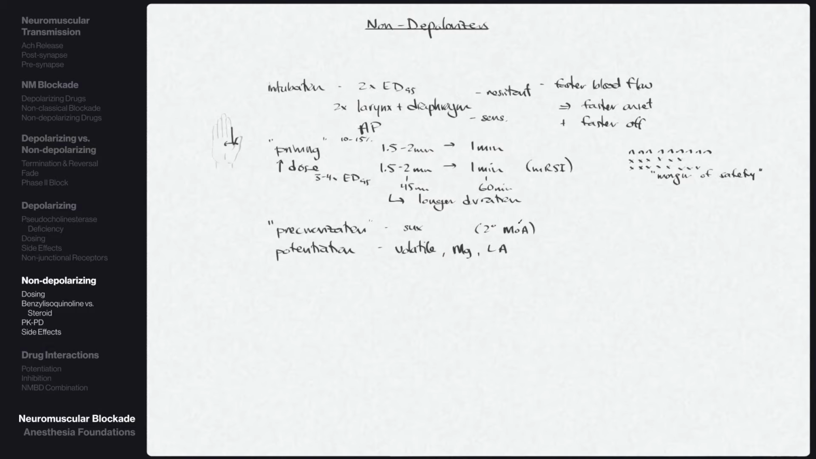Now, this is different from potentially antiarrhythmics and potentially inhibiting drugs like anticonvulsants.